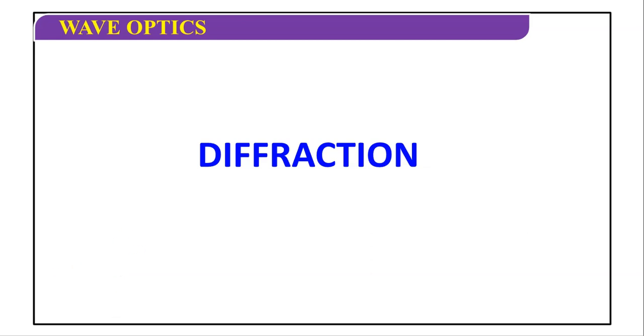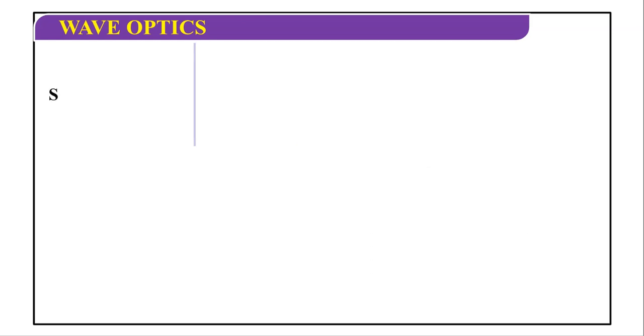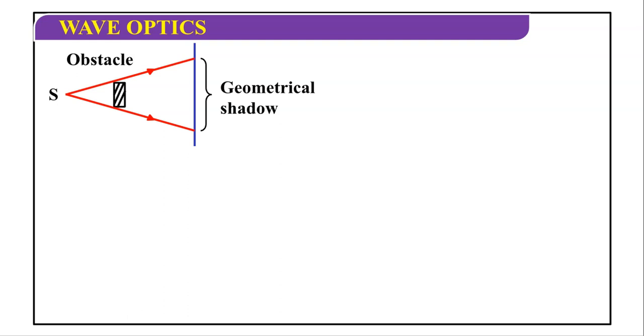Hello everyone, today I am going to start the topic of diffraction from the chapter Wave Optics for class 12th Physics. Let's begin. Here I have taken a slit S, which is the source of light, from which the light starts to emit. Here is an obstacle by which a geometrical shadow is formed.